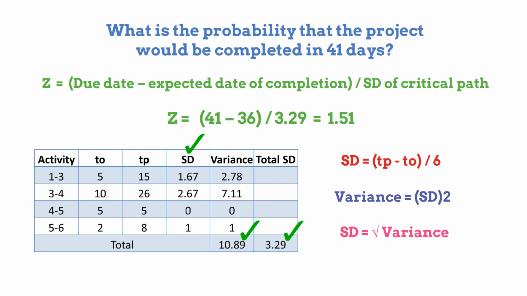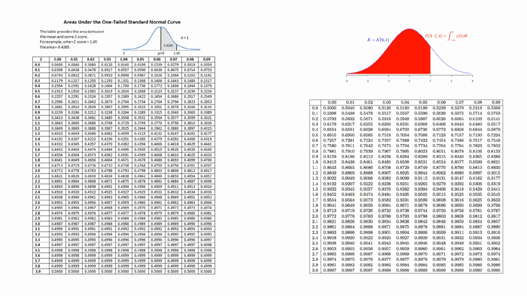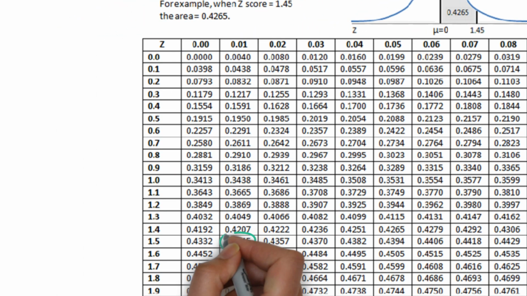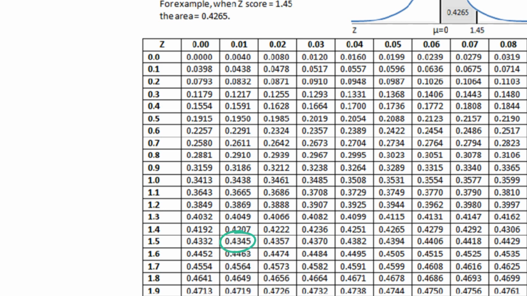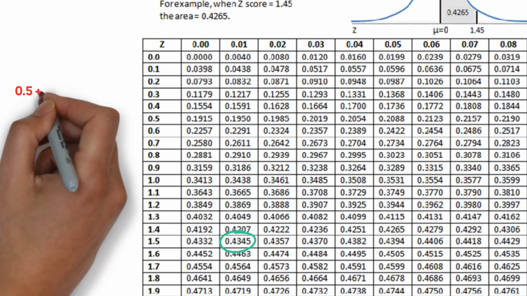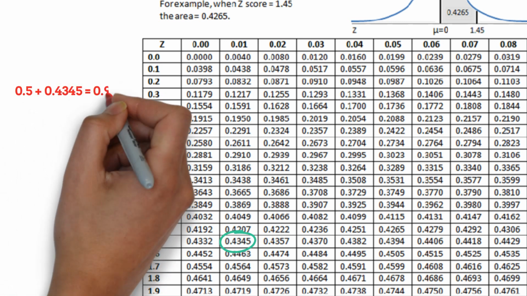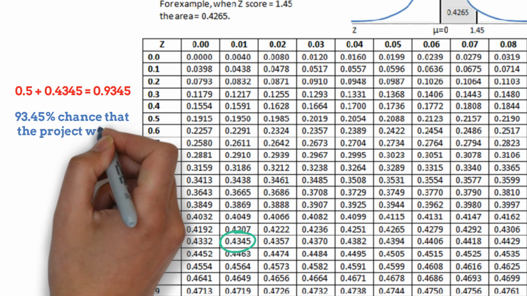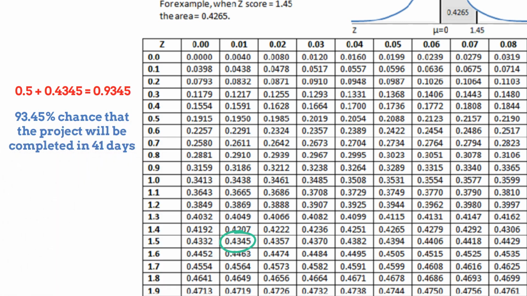Then we need to look at the tables of mean and SD to find out the probability. There are two different types of tables. One-tailed and two-tailed for the standard normal curve. In one-tailed table, the tabulated value corresponding to the calculated value 1.51 is 0.4345. So, the probability is 0.5 plus 0.4345 is equal to 0.9345, means there is a 93.45% chance that the project will be completed in 41 days.